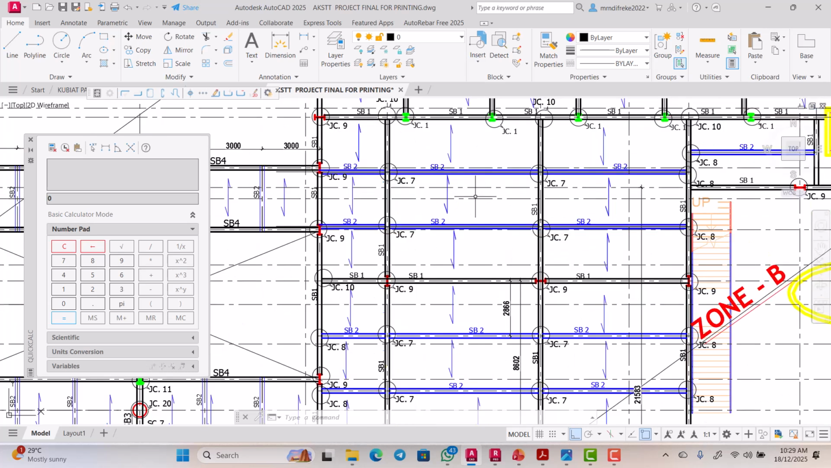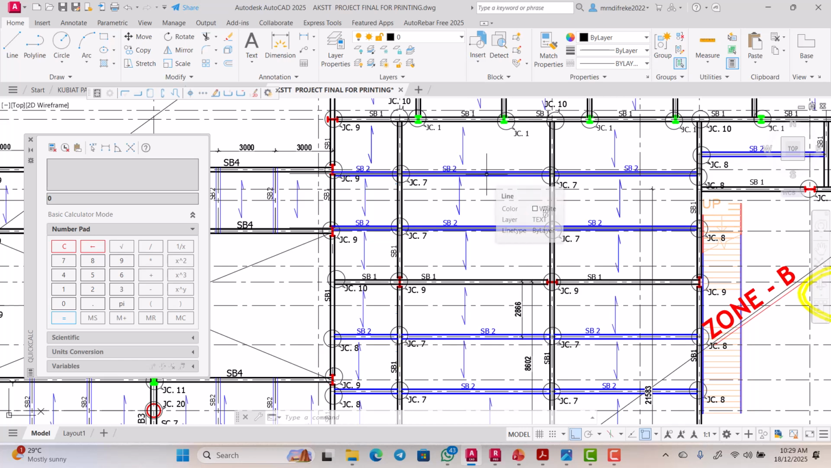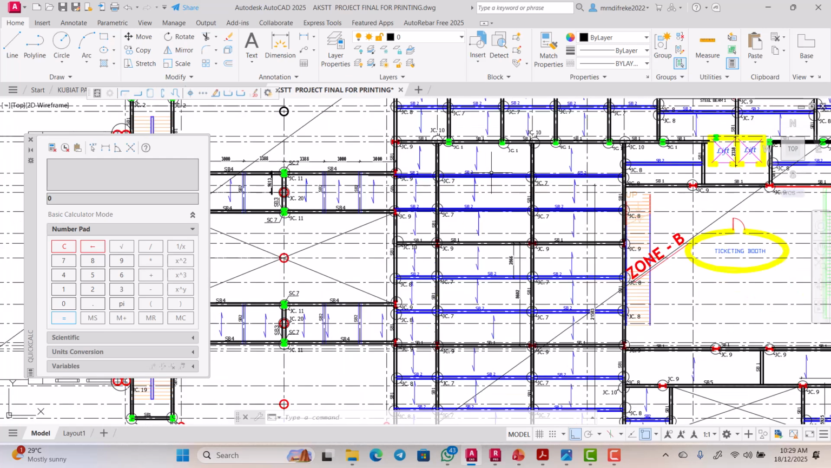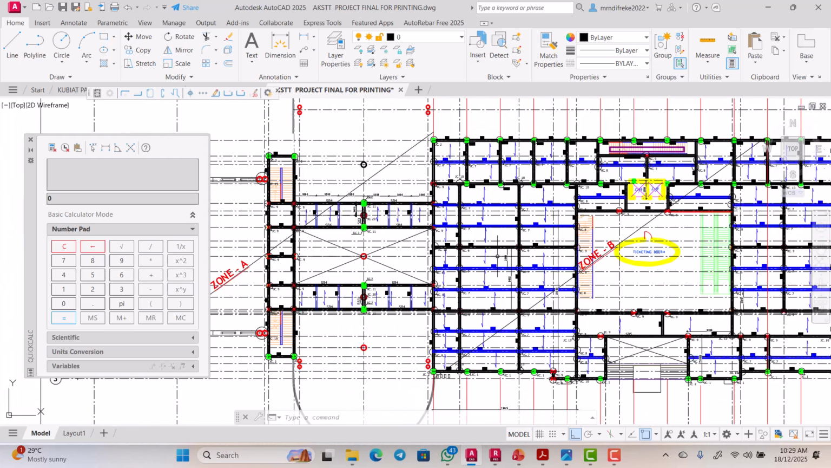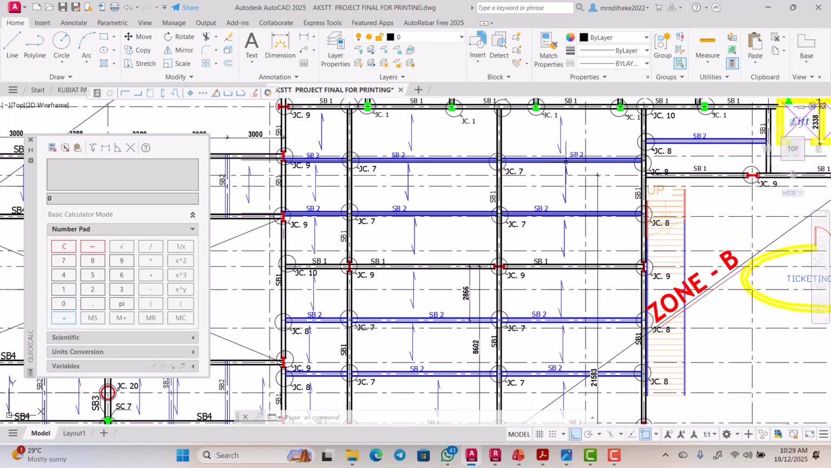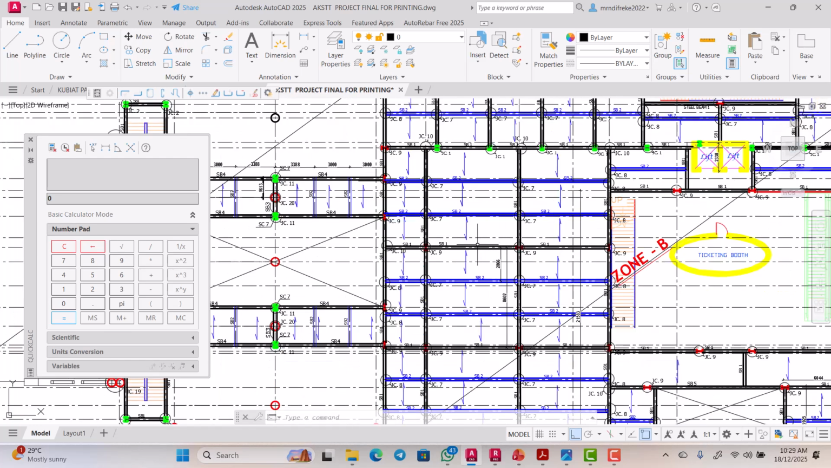But our focus today is on the restrained beam. So this is how you can identify a restraint beam in your layout. So you look at this: this is a restraint beam, this is a restraint beam, this is a restraint beam. These are examples of restraint beams because they carry the load from the slab.